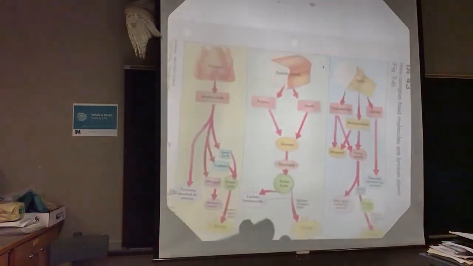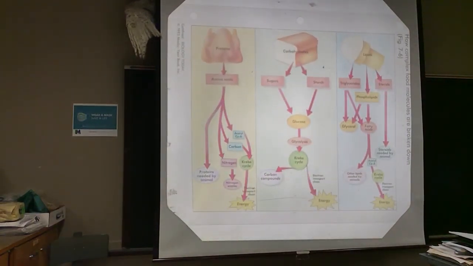Here's one with more friendly pictures on it. Amino acids feed into this. Here's nitrogen and nitrogen wastes, so this would be your ammonia, your urea, your uric acid. You also use the amino acids to make more proteins. Starch and sugars are broken into glucose and fed in.